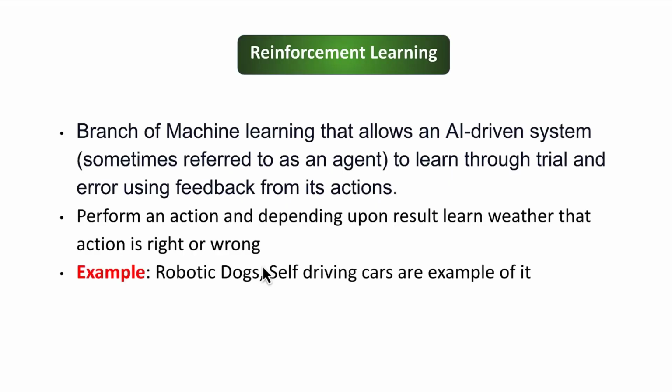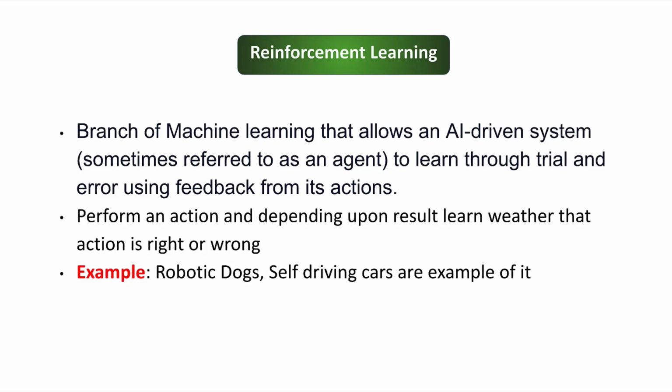And now let's look at the third type of machine learning, which is reinforcement learning. It is actually a branch of machine learning that allows an AI-driven system or an AI agent to learn through trial and error using feedback from its actions. So what is the meaning of this long statement?